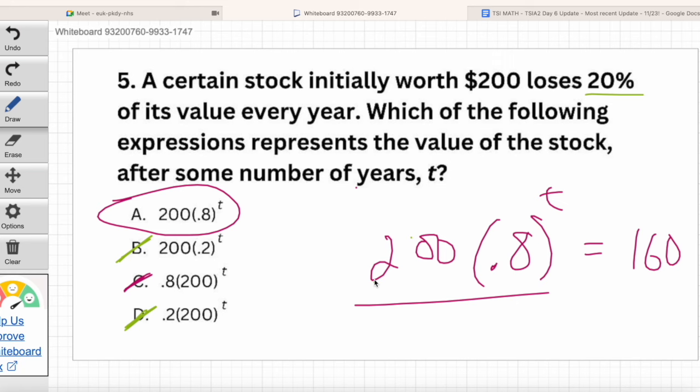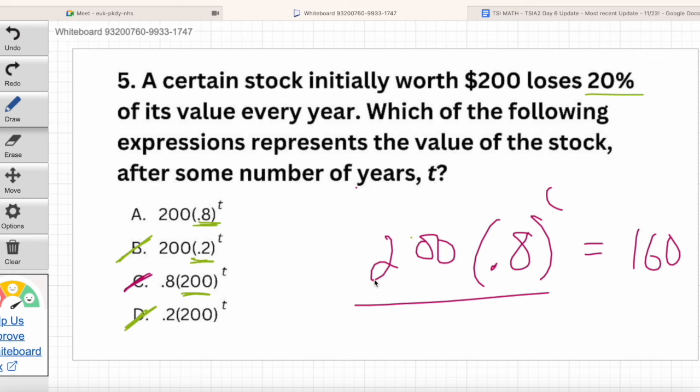But be aware that the percent increase or decrease is always going to be the term in parentheses. So if you're multiplying by 0.8 in parentheses, raised to some power, that signifies a 20% decrease. If you're multiplying by 0.2 in parentheses, that signifies an 80% decrease. Does that make sense? Yes. And if you're multiplying by 200, good heavens, that's a massive increase, 2,000% or 20,000%. It's not happening here. Questions about this? No. Okay, good.